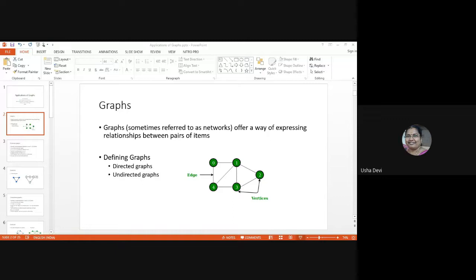Now we'll move on to the applications. There are lots of applications that make use of graphs. One of the most important real-time applications is social networks, in which everyone is involved, such as Twitter, Facebook, etc. All those things are there.